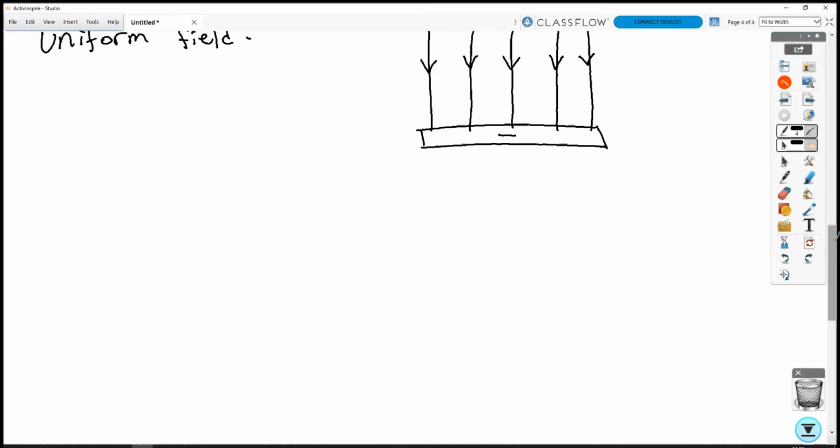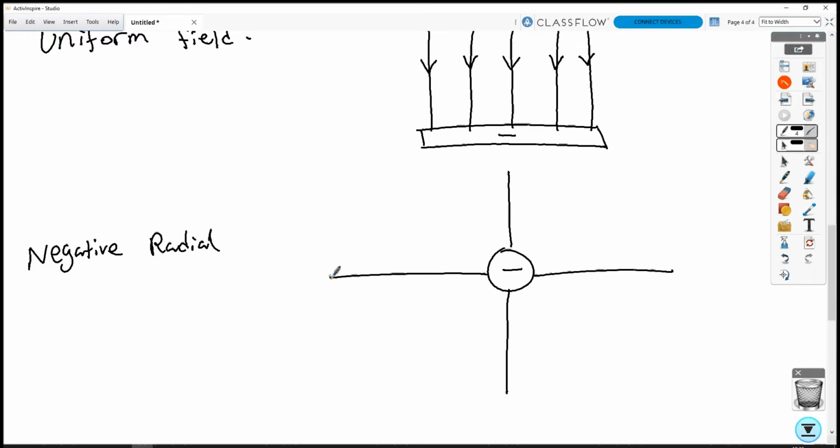Then for a negative radial field, we have our negative charge. And this very much looks the same as the gravitational fields that we did before. The arrows all point towards the center of that charge, because if we were to place a positive test charge anywhere in that field, it will move towards that negative charge.